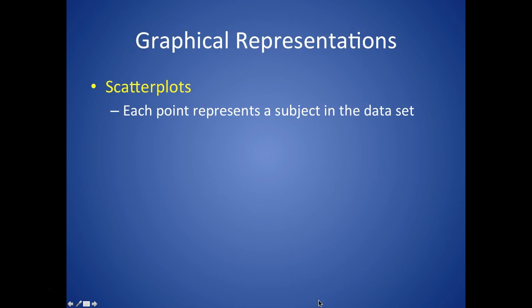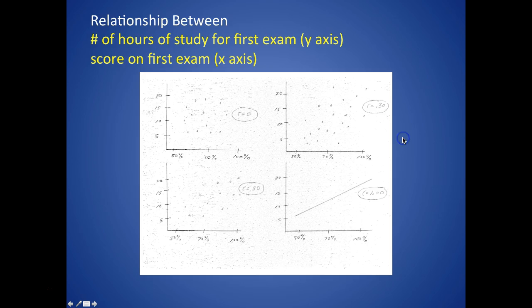Scatter plots are pictorial representations of the data that you get when you calculate a correlation coefficient and you collect data on two variables for each subject. A key point is that each point on the graph represents a subject in the data set. So here are some examples, and actually this is just theoretical, but the number of hours to study for the first exam is on the y-axis, right here, 5, 10, number of hours.